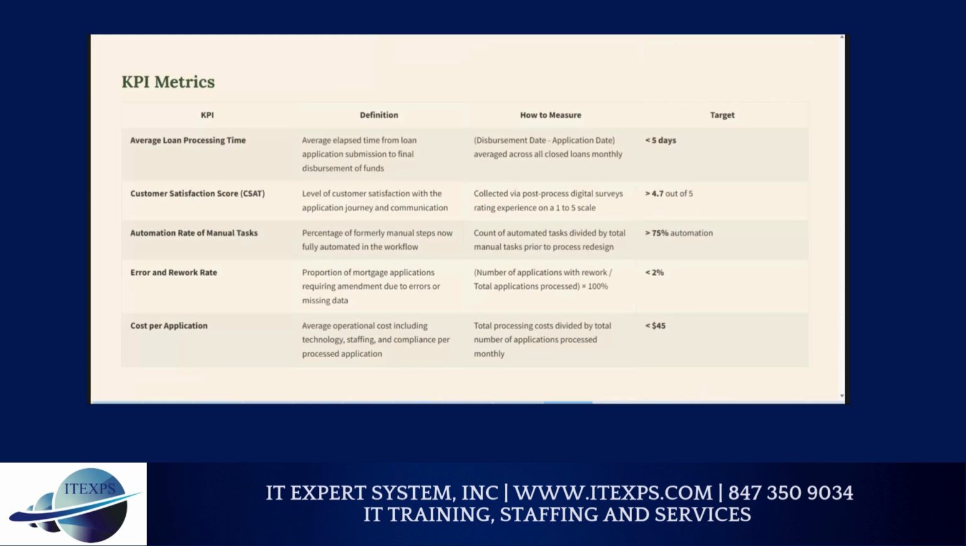Cost per application measures how much it costs a bank or a lender to process a single loan application. Processing cost includes staff salaries, marketing and acquisition costs, and software and system costs. The target for cost per application is less than $45. That's a solid benchmark to optimize further.